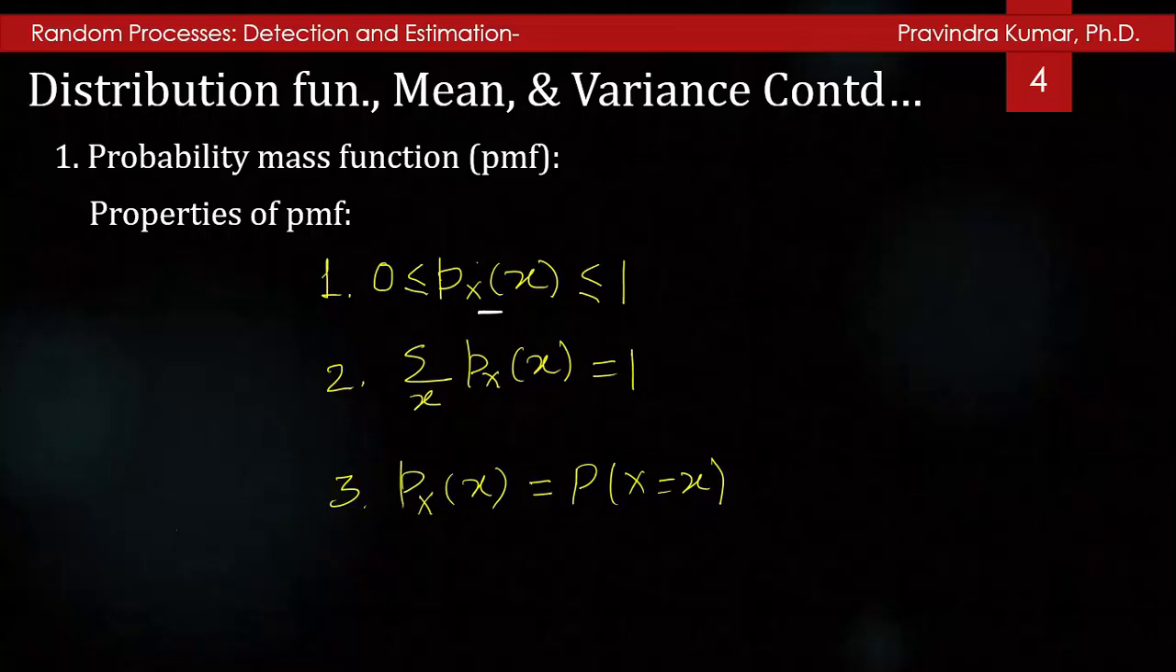The PMF lies between 0 and 1, because it is a probability, and probability lies between 0 and 1. The summation of the PMF is equal to 1. And from the definition, the PMF p_X(x) at small x is the probability that the random variable X has some real value x.